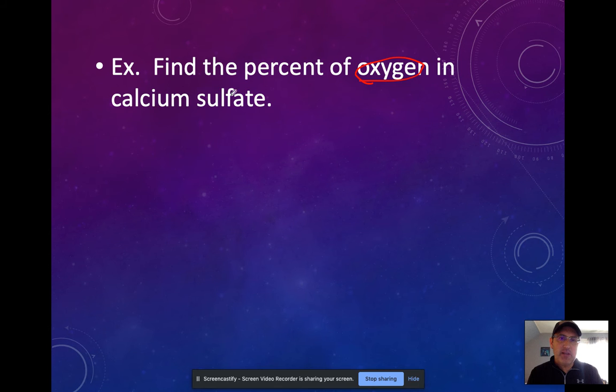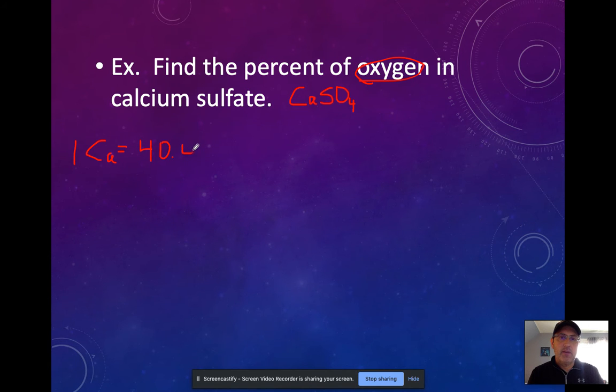First thing we have to do again is write the formula out. Calcium is Ca plus 2, sulfate is SO4 minus 2. So calcium sulfate is going to be CaSO4, plus 2 minus 2. There's just one of each. Okay. So we still have to find that mass. So 1 calcium. Calcium's 40.08.